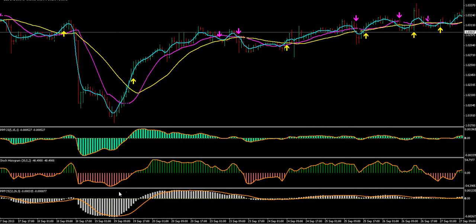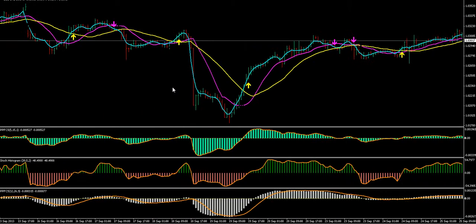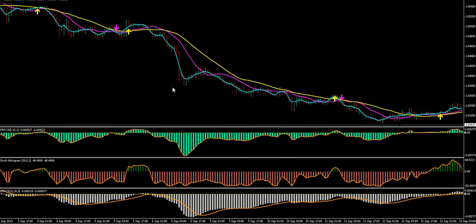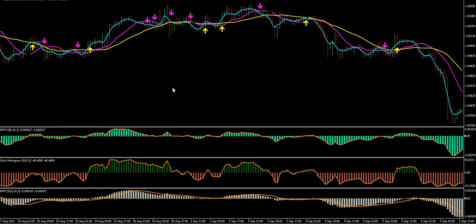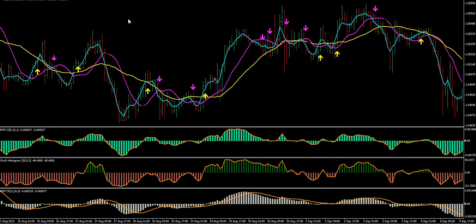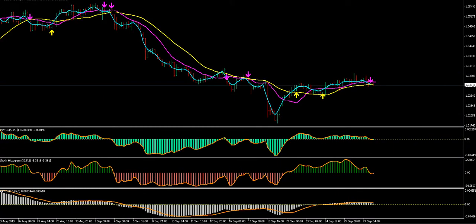Now also, as you're playing this, as long as the signal line down here in the bottom MACD is above the zero line, then you're only going to take buys. If it's below the zero line, you're only going to take sells. And another good example of that, if I scroll back here a little bit, you can see it's very trendy here. Let me just change this to the 4 hour chart.